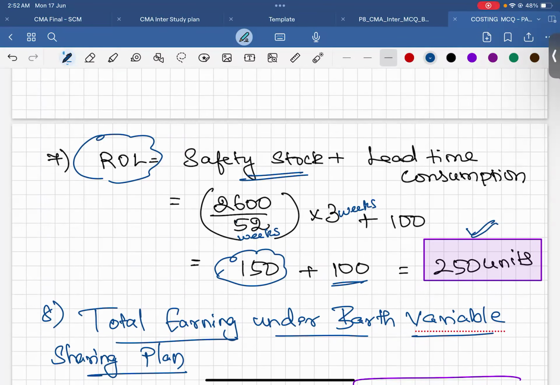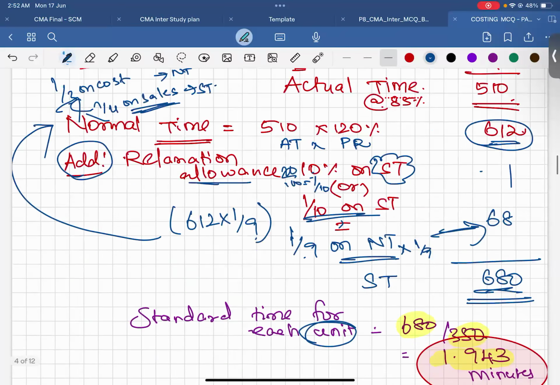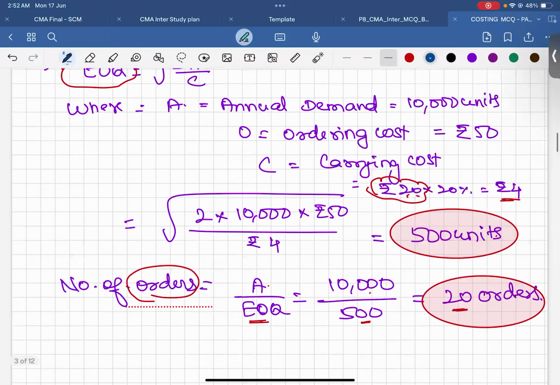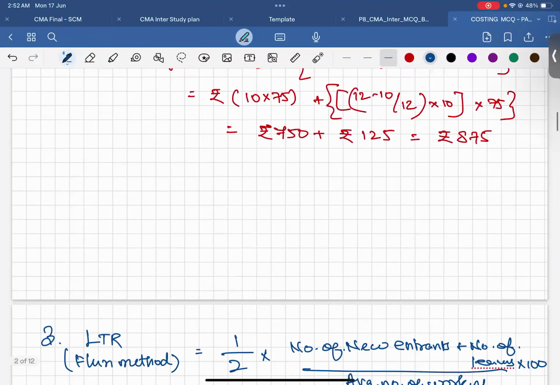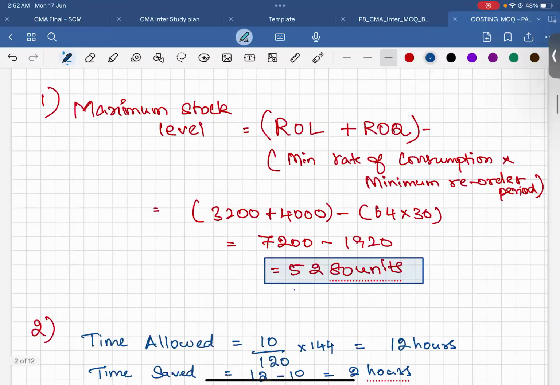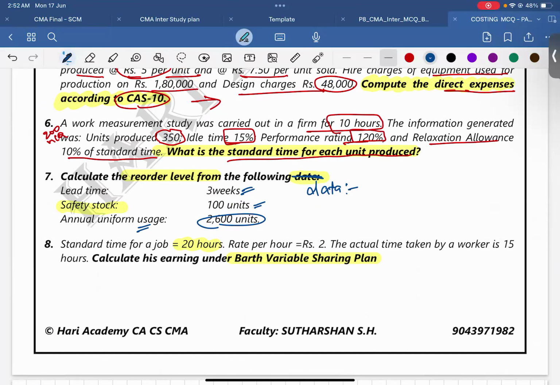ROL is equal to safety stock plus lead time consumption. Repeat along with me. Lead time consumption is equal to the number of units given, annual usage divided by 52 weeks for per week usage, into 3. Lead time should be multiplied to calculate the consumption. On that consumption, I need to add the safety stock of 100 units.